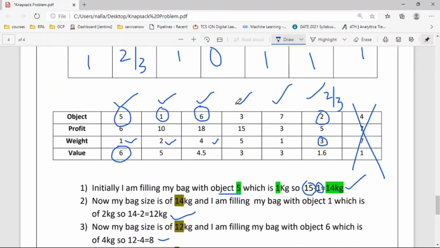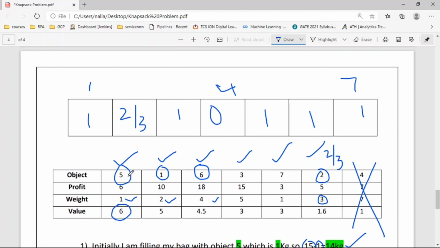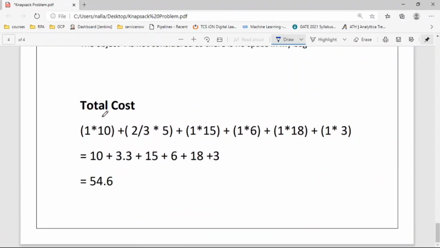Now I'm going to calculate my profit. For object 1, what is the profit? It's 6, so 1 into 6, and then the summation of all the objects. For object 2, my profit is 5, but I took only the 2/3 part, so 2 by 3 into 5. This is for object 1, this is for object 2, this is for 3, and for 4 it is 0 multiplied with the profit. So after calculating the complete profit, I get a profit of 54.6 rupees.